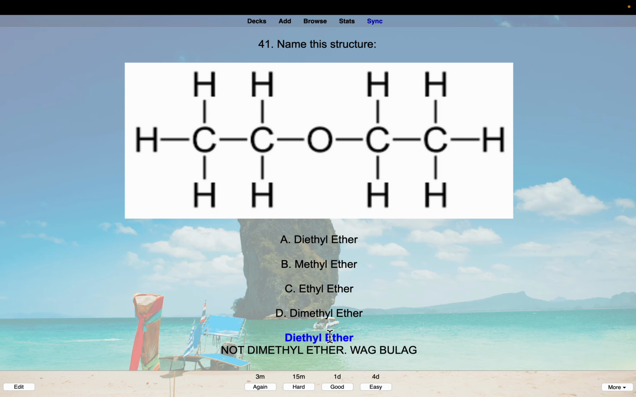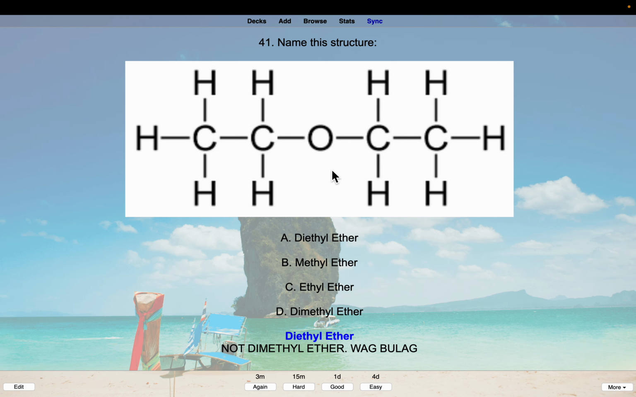Okay, so this is diethyl ether. I think this is just what it looks like, so we just have to memorize it from there. It's not dimethyl. Dimethyl is a different story with a different illustration.